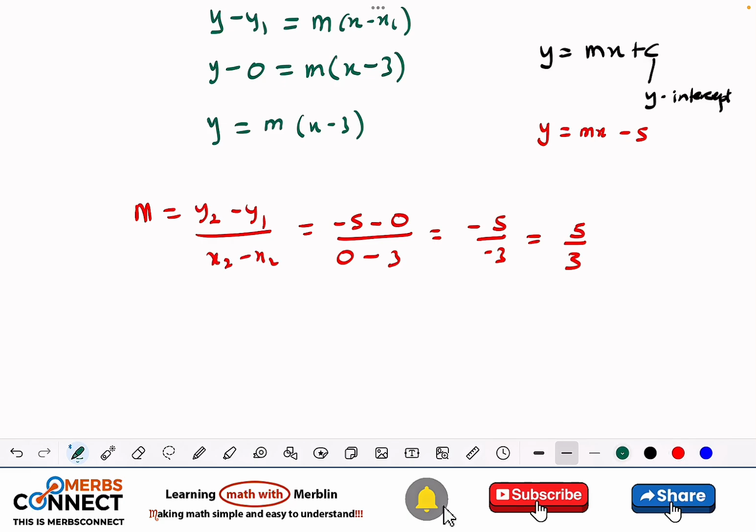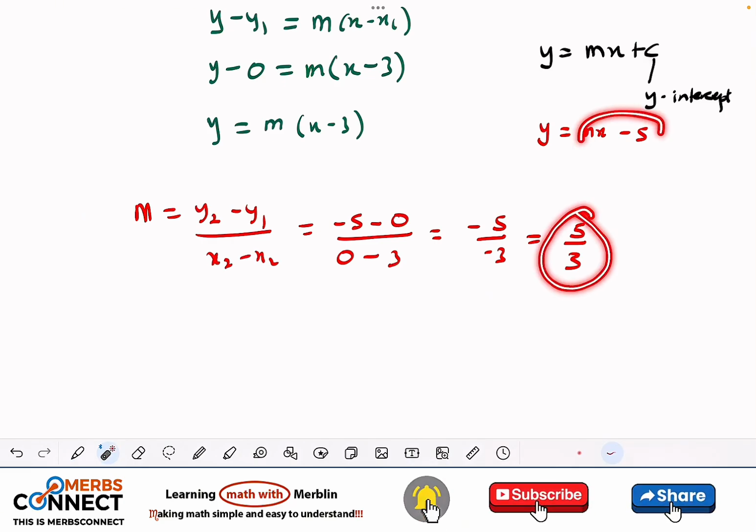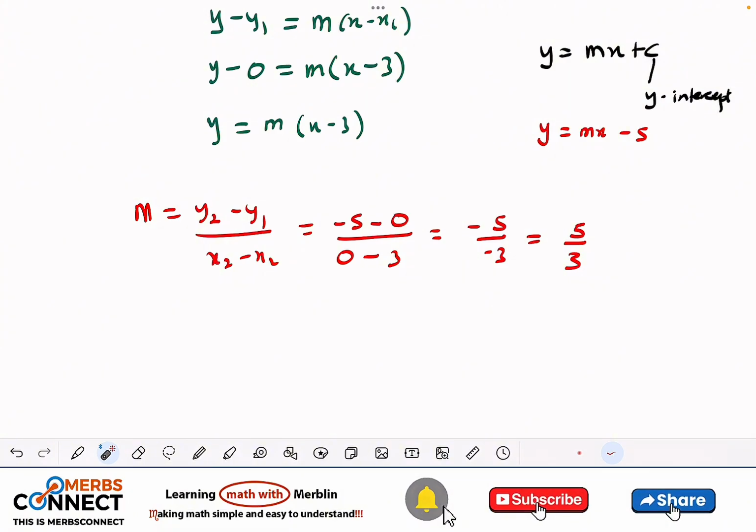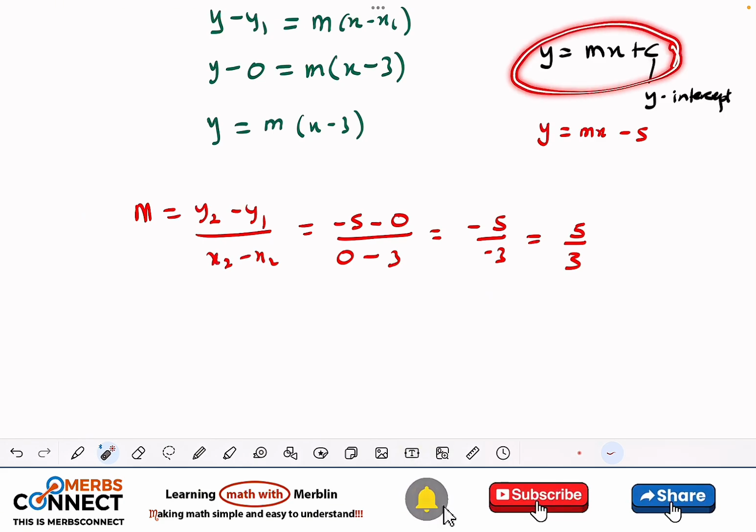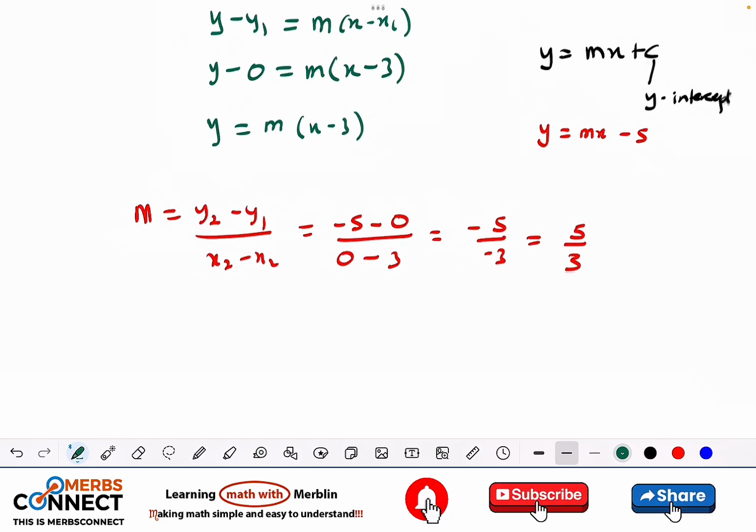So since we've gotten the slope, we can plug the slope in this or in this. So I'm just doing both so that we will see that, okay, we are getting it right. Writing it in this form is the same as doing this. But we do this when we know the y-intercept, right? Good. So that is the idea.